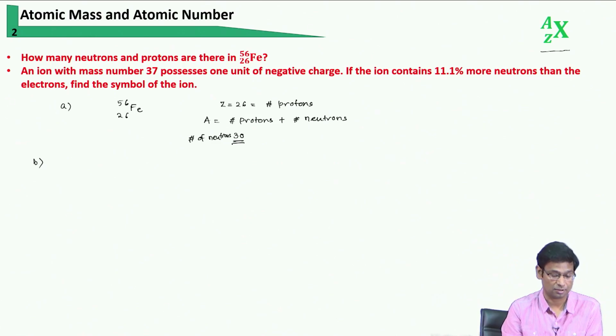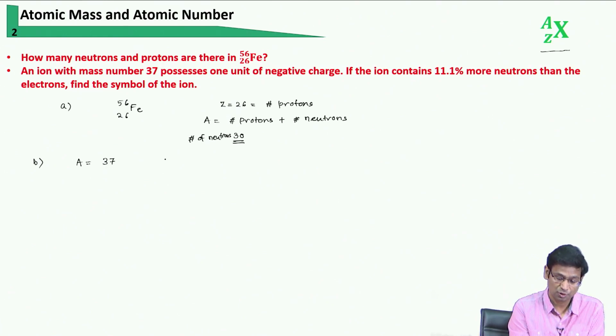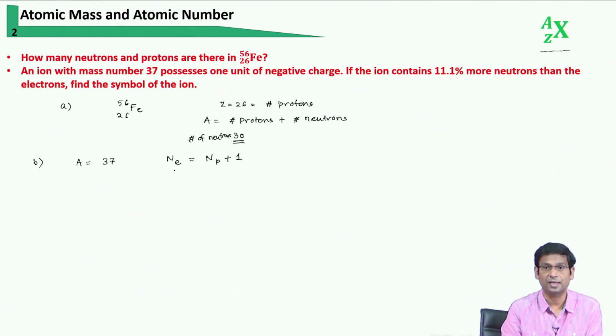Now, let us look at another question which also uses a similar concept. This says that you have an ion whose mass number is 37. So, let us write down: A is 37, and it possesses 1 unit of negative charge. When an atom has 1 unit of negative charge, we call it an anion, and it happens because it has 1 electron extra than its number of protons. So, the number of electrons in this atom is number of protons plus 1, then only a charge of minus 1 occurs. If you have a cation or positive charge, that means the number of protons is greater than the number of electrons.